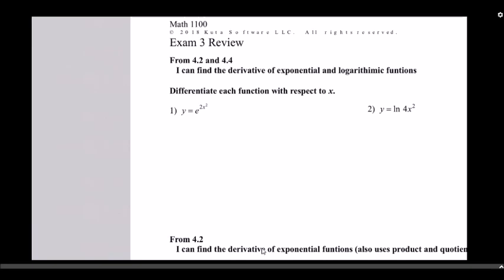So question 1, these questions are from 4.2 and 4.4. We're trying to find derivatives of exponential and logarithmic functions. So what we're doing here on question 1 is we're using the rule, the derivative with respect to x of e to the u is equal to e to the u times u prime.